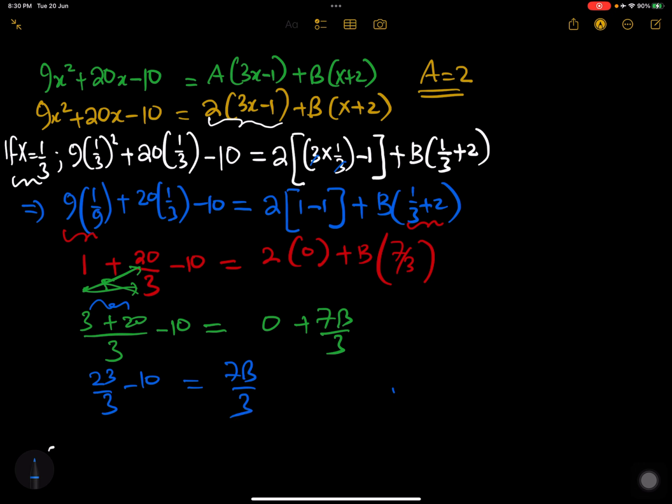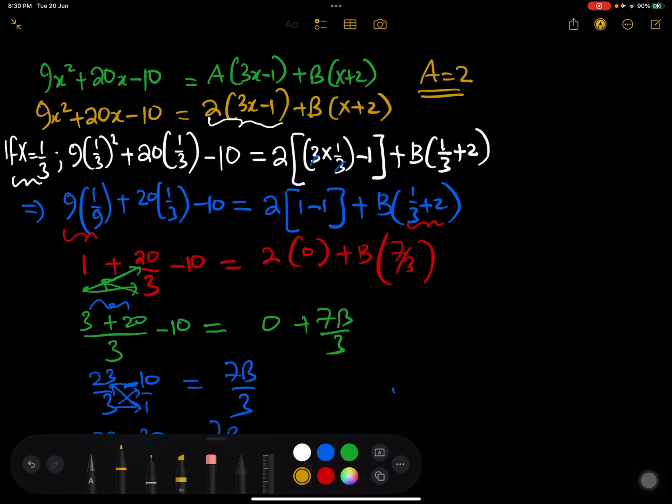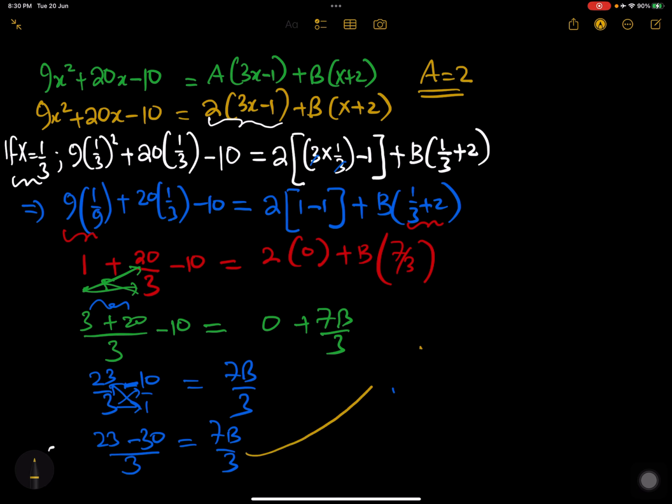And here also, there's over 1 here. This multiplies this, we get 23. This multiplies this, we get minus 30. Don't forget, the number is minus. Divided by 3 times 1, which is 3, and it's equal to 7b/3. Now, we're going to continue maybe here. We're going to have 23 minus 30 divided by 3 is equal to 7b divided by 3.